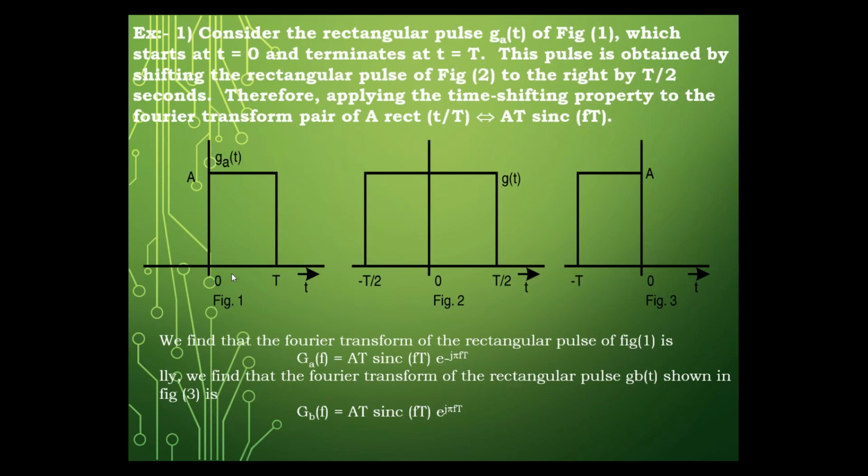So for figure 1 the answer is A T sinc(fT) e power minus j pi fT, and for figure 3 the answer is A T sinc(fT) e power j pi fT. This I already solved. How will you get it? Similarly you will get it for figure 3 in the same manner. So that is how you can find the Fourier transform using the shifting property.